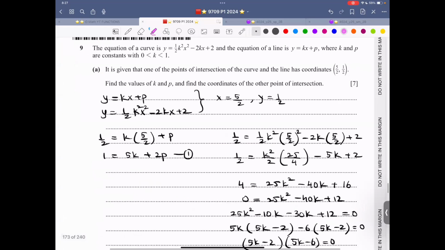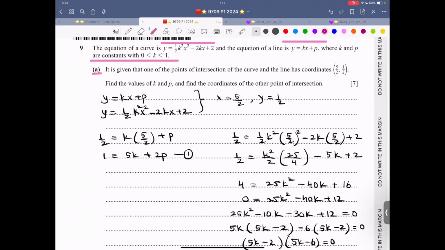Question number 9. This one also was a nice question. It says the equation of the curve is this. So let me highlight this. The equation of a line is this thing, where K and P are constants, K lying between 0 and 1. I think this examiner is too much obsessed with inequality.